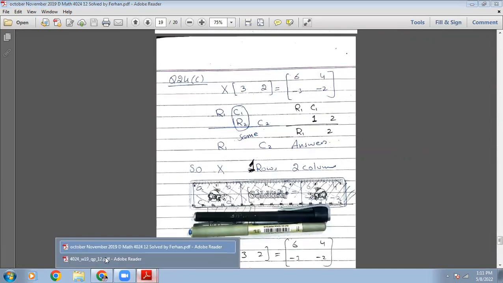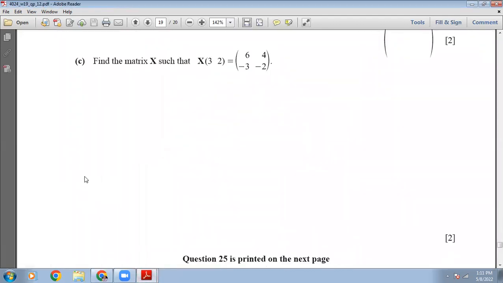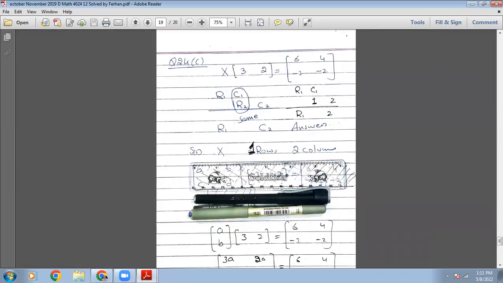Okay, so we are going to the next part. The next part is a little tough one. He says, find the matrix X such that. Okay, so here we have a matrix X. We don't know how many rows, how many columns in that. Multiply with this matrix which has 1 row and 2 columns. And you get this answer which has 2 rows and 2 columns. So it's a little tricky question. Let me explain to you.